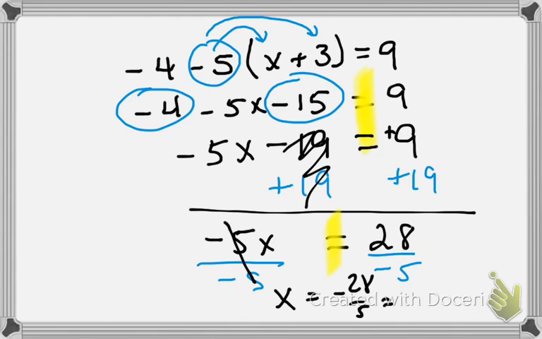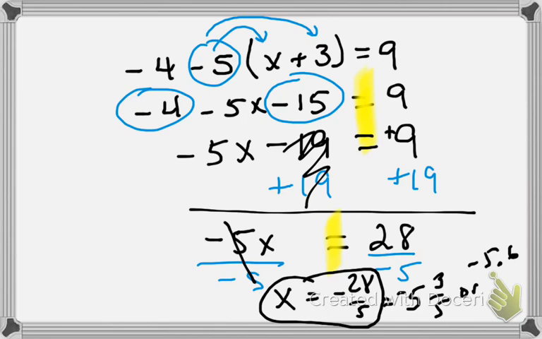If you want to simplify it, this answer is acceptable right now. But if you were told to simplify, you could say negative 5 and 3/5, or you could say negative 5.6. However, in our class, we can just leave it as an improper fraction, and we are good.